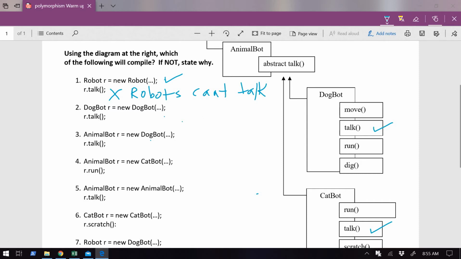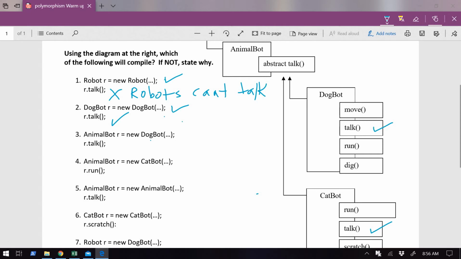So in number 2, I've got a dog bot pointing at a dog bot, so our declaration and instantiation are okay. And can dog bots talk? Yes, this is okay as well. So that's a good, solid yes for number 2. Let's move on to number 3.